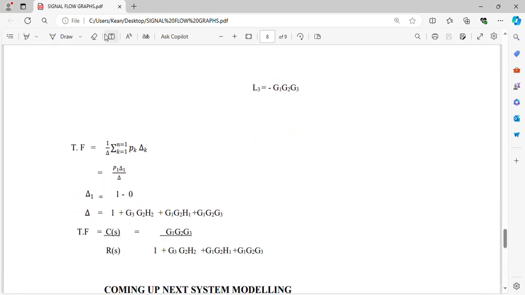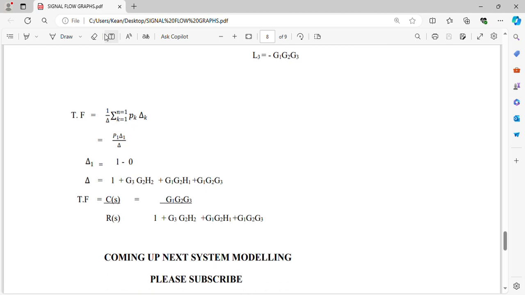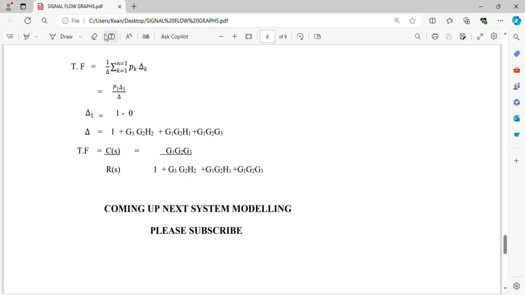Now finding the transfer function, we see for the P1, we have G1, G2, G3, and the delta 1 is 1 minus 0. 0 comes because if we remove the forward path gains, then we will be left with no loops, and so we put 1 minus 0. Finally, our answer is going to be given as shown. That is C(s) over R(s). We get the transfer function as shown.